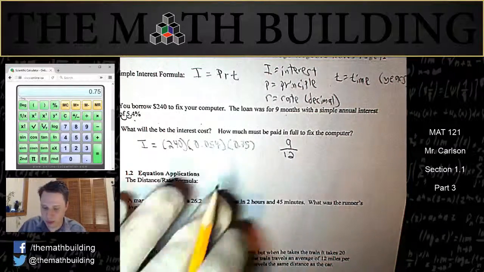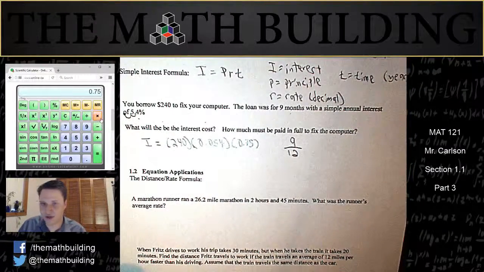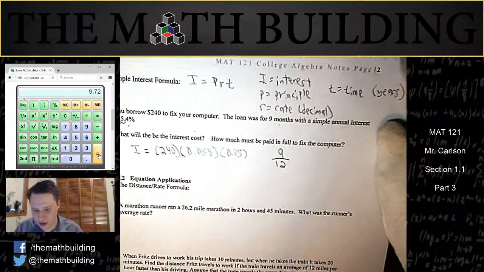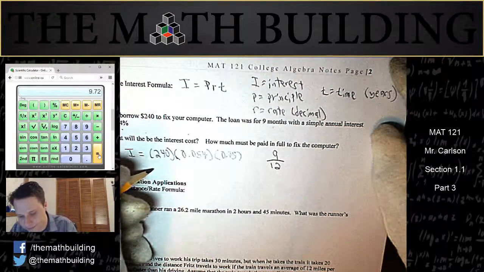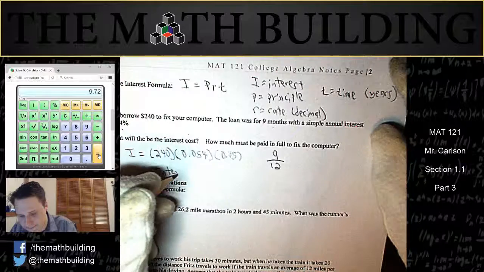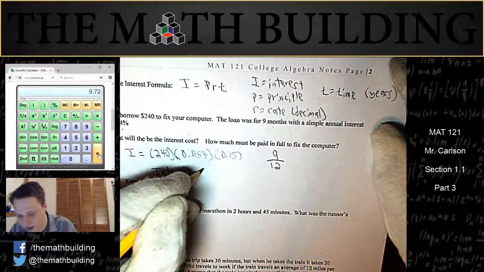So let's do that. I have 0.75. Let's multiply that times 0.054. And then let's multiply times 240. So we get an interest of $9.72. And so that's our answer for that part.